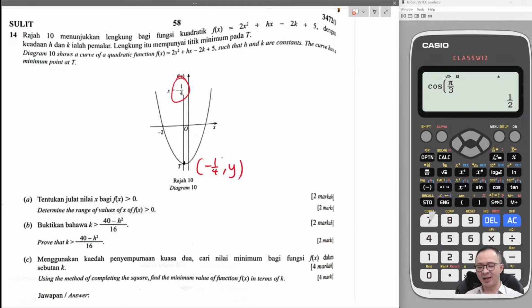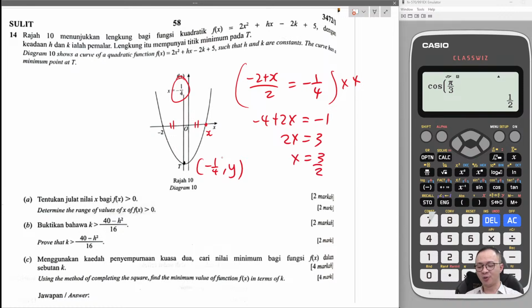But based on negative 1 over 4, because it's a parabola, it must be symmetric. So that means I can easily get these coordinates here if I want to. I'm not sure I need to find it or not. So if I want to find this coordinate, I can. Let's say I call it x, like negative 2 plus x divided by 2, I should get negative 1 over 4. Then you multiply 4 for the whole thing. Then you should get negative 4 plus 2x equals negative 1. Then 2x equals 3. x equals 3 over 2. So I know this x-intercept is 3 over 2. You see, I can quickly get what I want if needed.